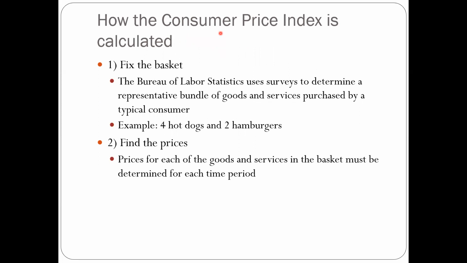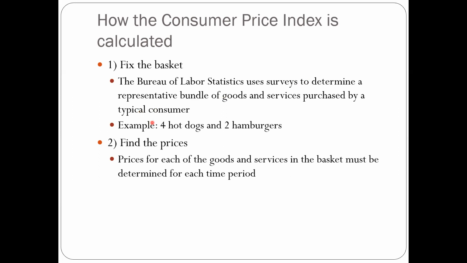How to calculate the Consumer Price Index. عملية حساب ال Consumer Price Index بسيطة جدا. مبدئيا بنعمل fixing the basket، بنعمل عملية تعديل للباسكت. فالجهة الإحصائية المسؤولة عن تحديد إيه هي السلع والخدمات اللي تقدر نمثلها بالسي بي آي هي the Bureau of Labor Statistics في United States, uses surveys to determine a representative bundle of goods and services purchased by a typical consumer. فالجهة الإحصائية دي بتعمل سيرفي تشوف إيه هي السلع والخدمات اللي تقدر تكون ممثلة عن ال Consumer Price Index.